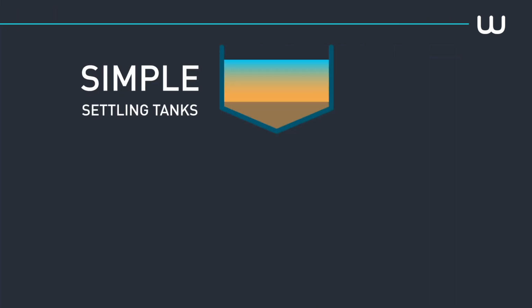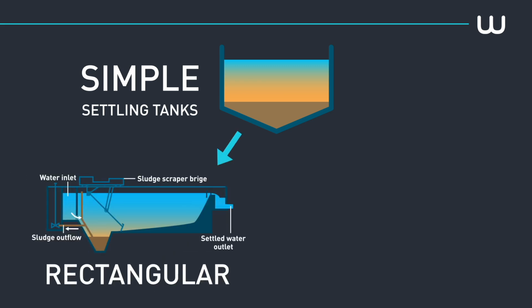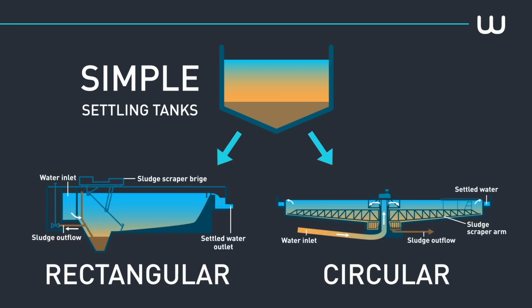Water is continually directed to a tank, the shape of which is either rectangular or circular. Particles in water passing through this tank will settle to the bottom of it at their own velocity and form sludge.